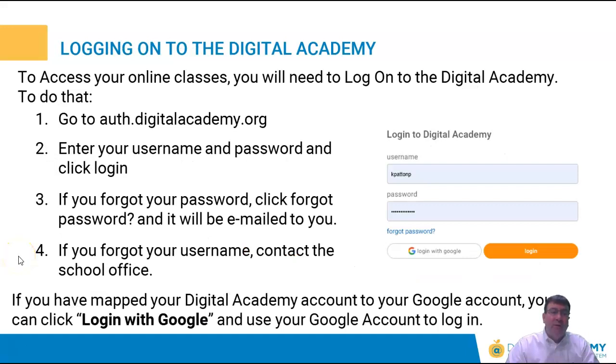Once you've registered, you'll need to log into the Digital Academy. To do that, go to auth.digitalacademy.org, enter your username and password, and click Login. If you forgot your password, you can click the Forgot Password button, and it will be emailed to you. If you forgot your username, you'll need to contact the school office. Additionally, if you click Forgot Password and you don't get something in your email, you should contact the school office.